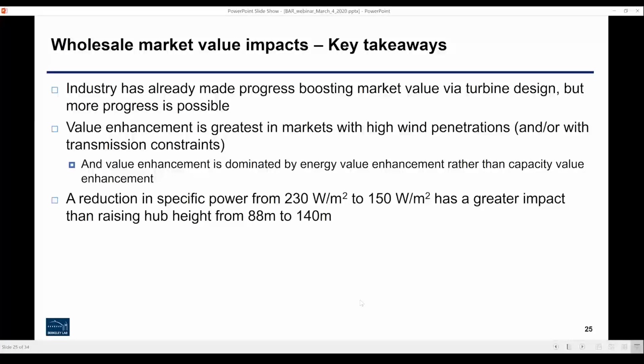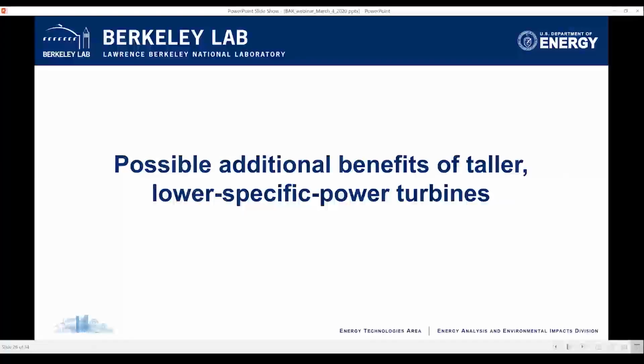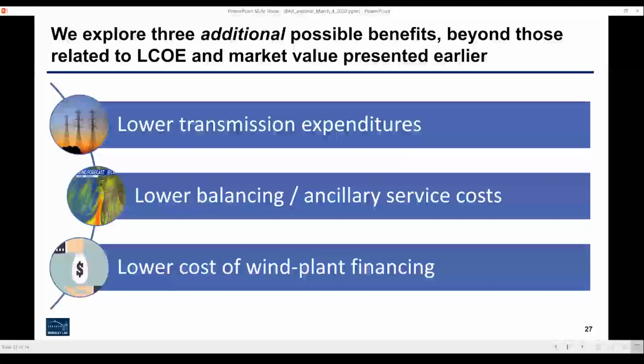All right, and now I will pass the controls back to Mark to talk about additional benefits of taller, low specific power turbines. Okay, thanks, Dev. So I am going to quickly finish up by touching on three additional incremental benefits of low specific power turbines that we identified and also were able to evaluate, namely greater transmission line utilization, leading to lower transmission costs, lower balancing or ancillary service costs, and then also improved financing terms.